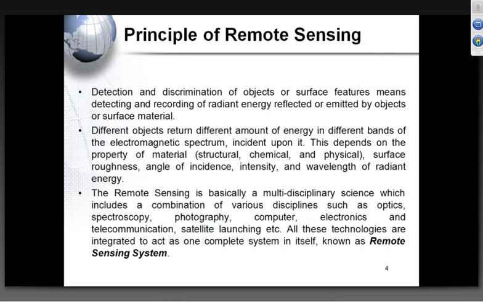Then spectroscopy, the analysis of all the spectrum related aspects. Photography, computer for analysis. Electronics and telecommunication for the transmission and reception purpose. And satellite launching. So these are various attributes of remote sensing systems, or we can say various parts of remote sensing systems, without which it would not be possible for a system to exist.